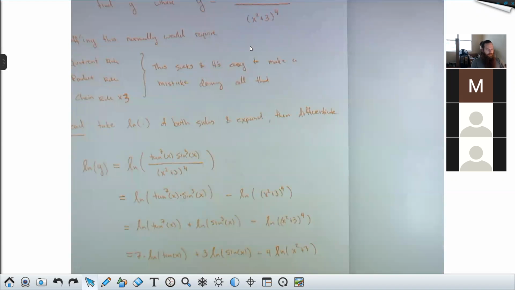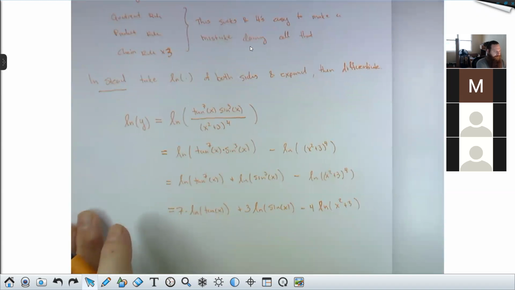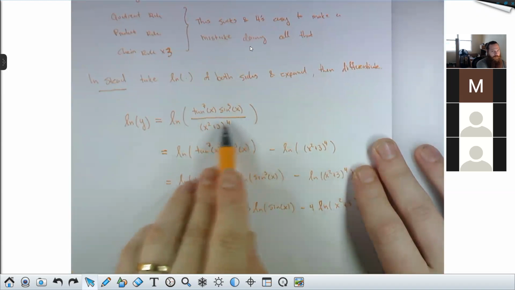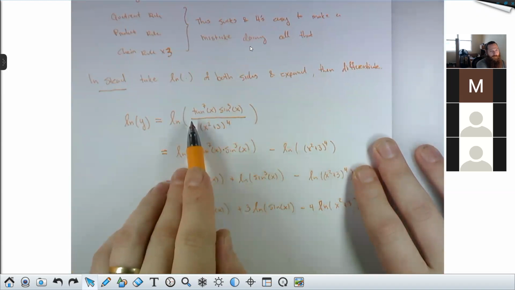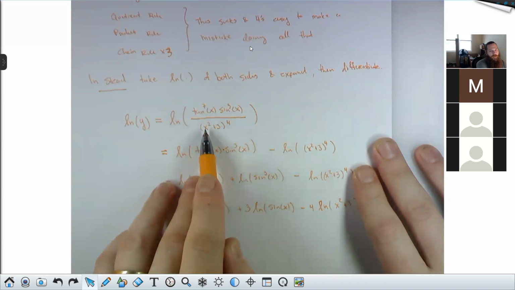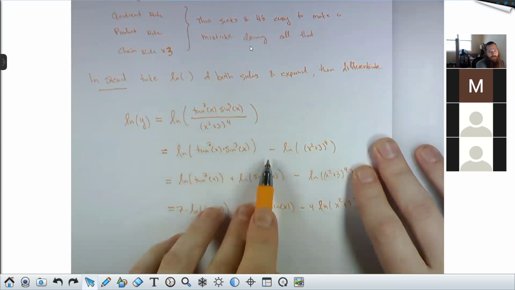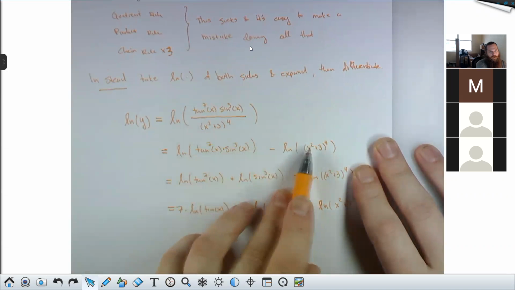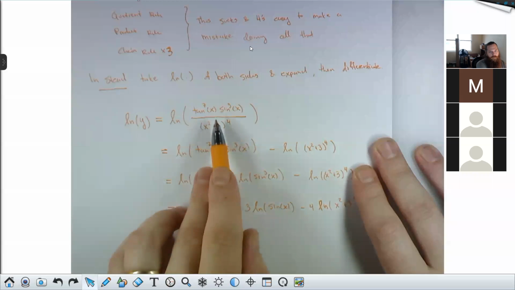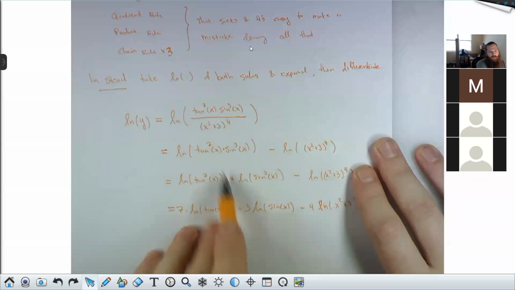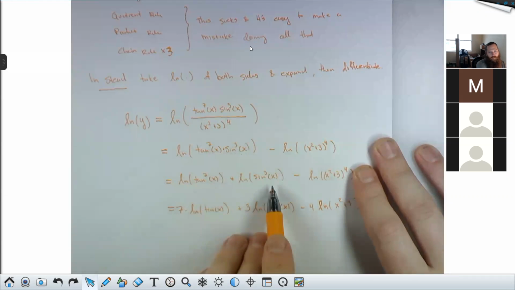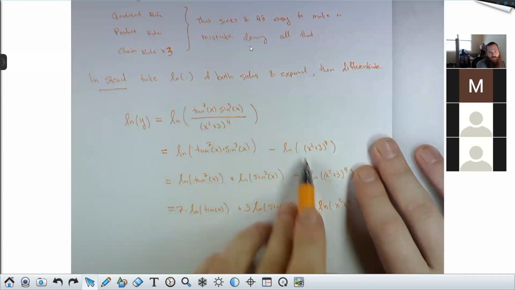I do have to return to the problem here. So are we comfy with what was done? This big division bar inside the logarithm, log of something over something else, is the log of the top minus the log of the bottom. And then the multiplication in here, these two things in the top are multiplying each other. So the multiplication inside the log is the same as addition outside the log. Log of A times B is log of A plus log of B. And then this piece just still chilling.